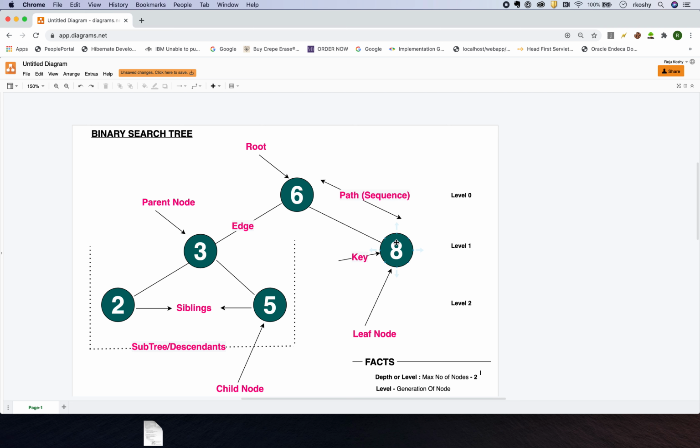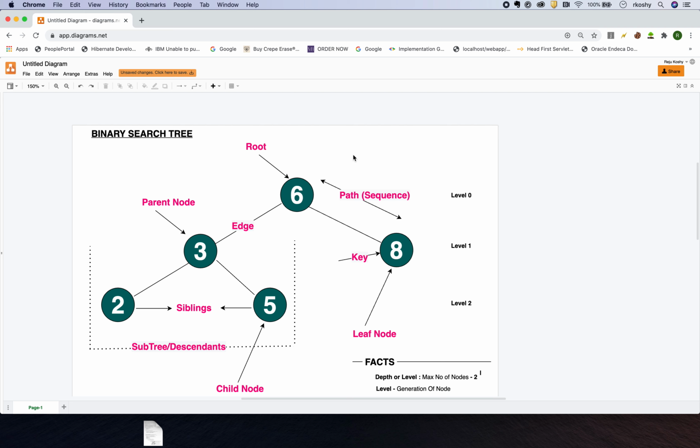Now the current node is 8, so it will compare against 8. When it compares to 8, 9 is greater than 8, so it will be pushed to the right. A node will be created in this position, and 9 will be saved here.